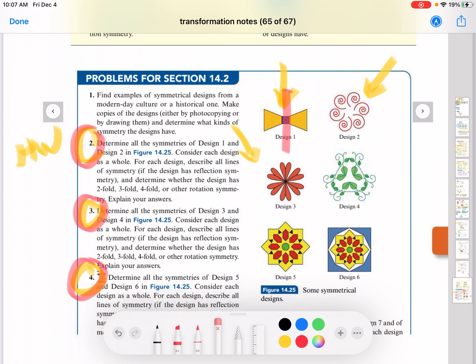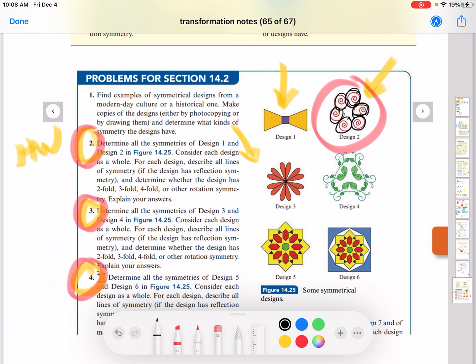Number 2, design 2 has no lines of symmetry, right? If you were to do this, the left side is not the same as the right side, or the top the same as the bottom. However, it does have rotational symmetry because if you rotate this up to here, it looks the same. So there's 1, 2, 3, 4, 5, 6. So this would have 6-fold rotational symmetry, but no lines of symmetry.